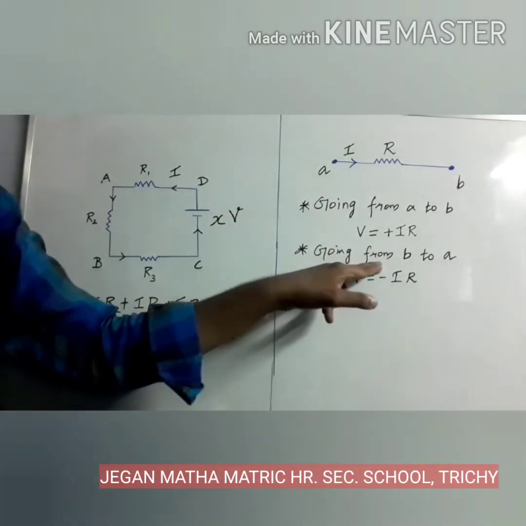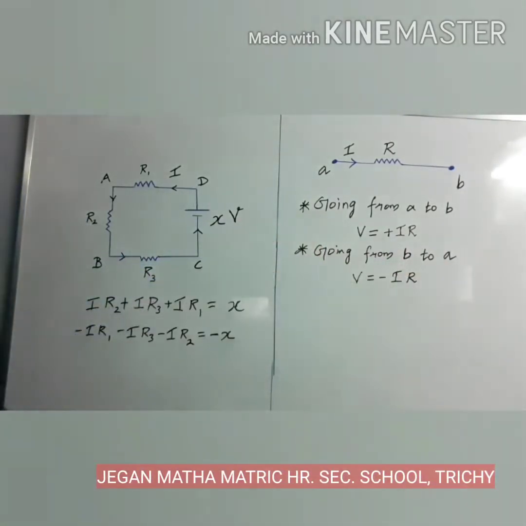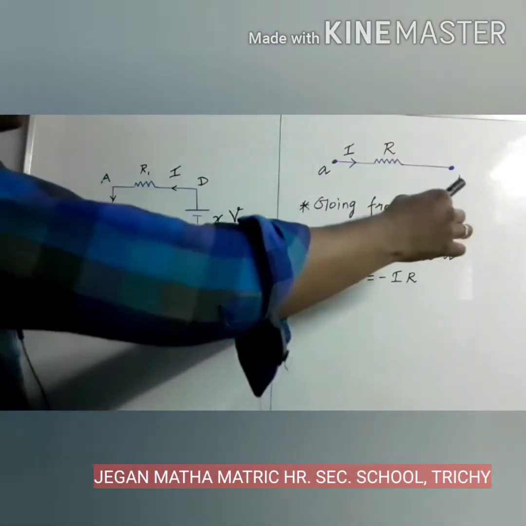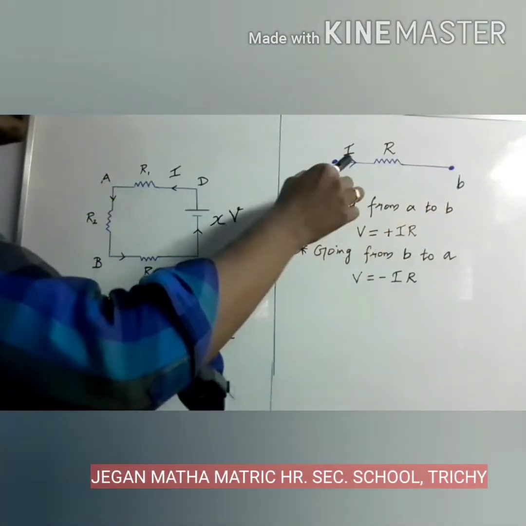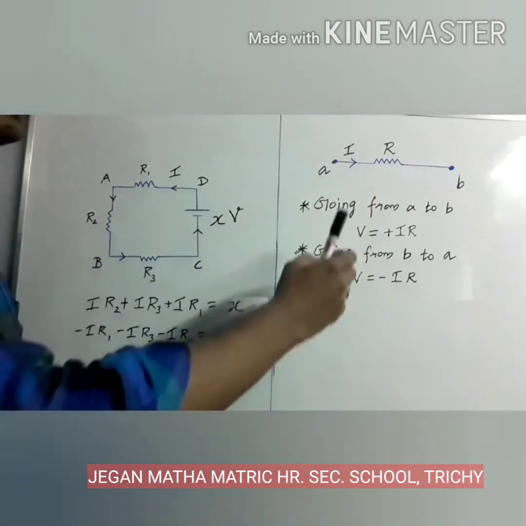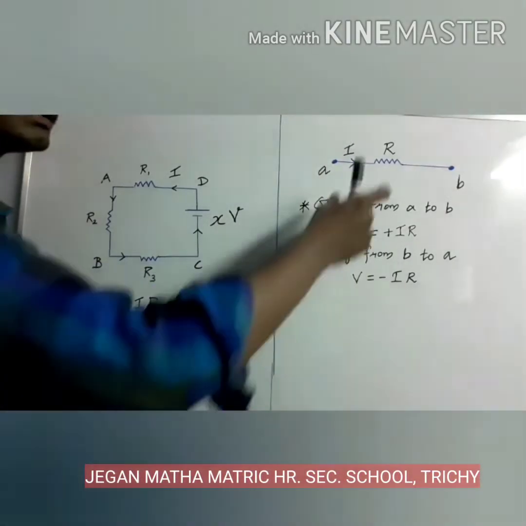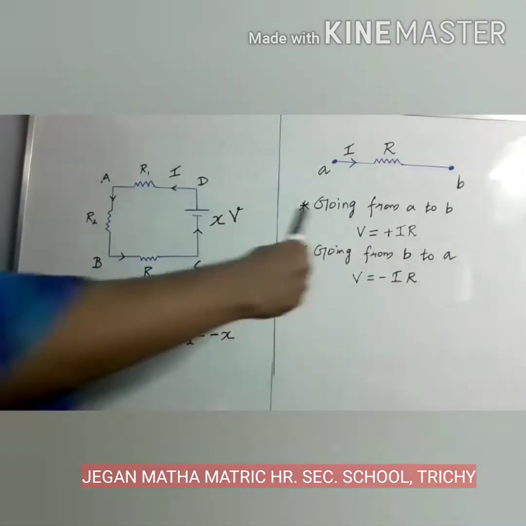In the second case, going from B to A, the direction of loop is B to A. Then the direction of loop is opposite to the direction of current. In this case, current will get the negative value. Then voltage across the resistor is equal to minus IR. What we have discussed here.